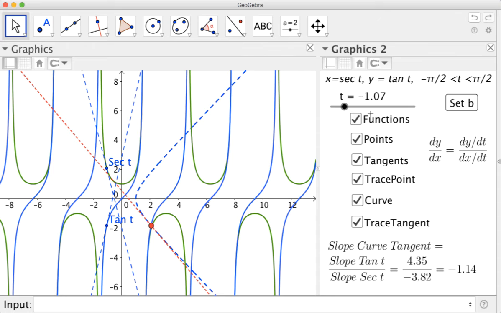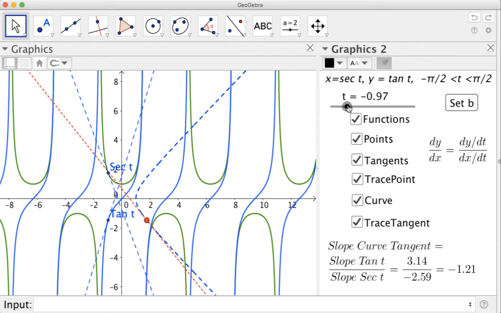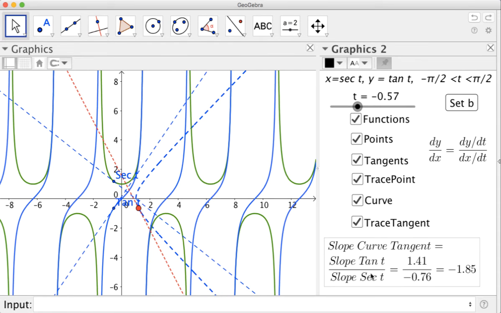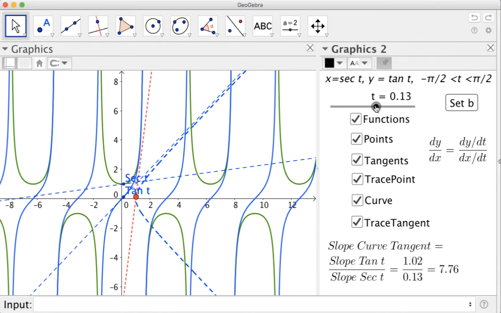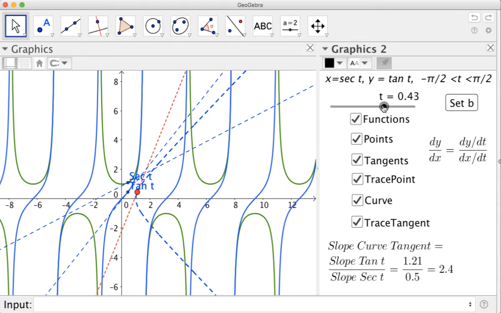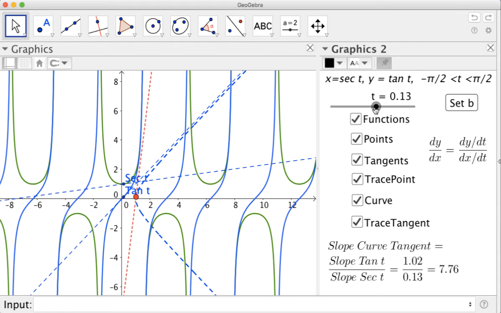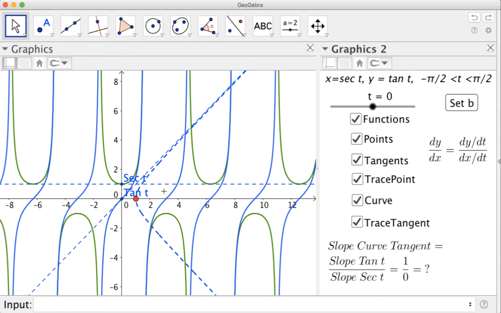So as we move t, we can see that our two slopes here are going to change, and their quotient will determine the slope of our tangent for our parametrically defined curve. Notice that when t is set to 0, the slope of our secant tangent line is equal to 0, which means that we do not have a defined derivative at that point for our parametrically defined curve.